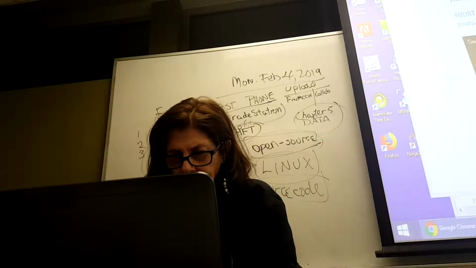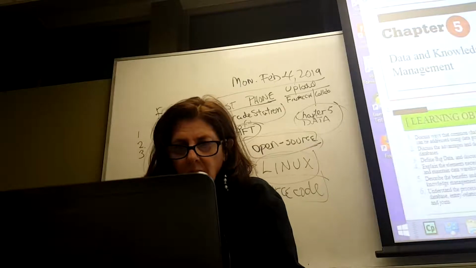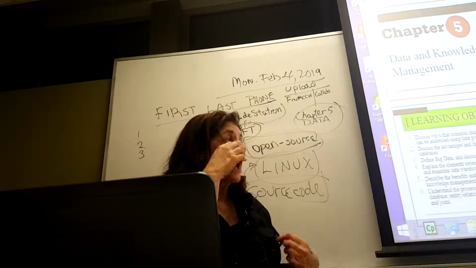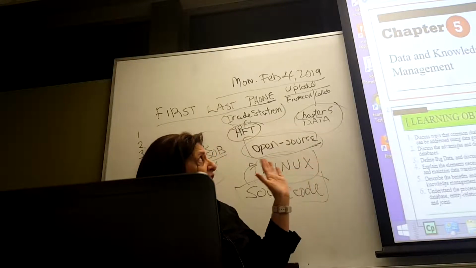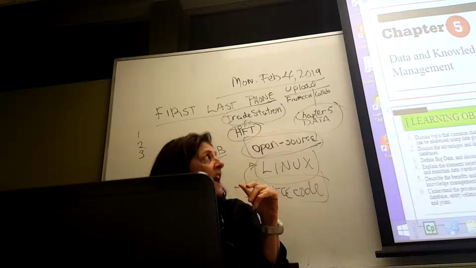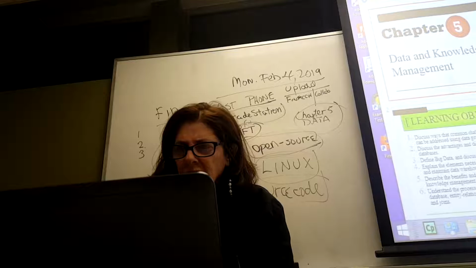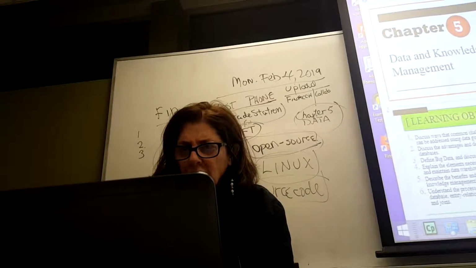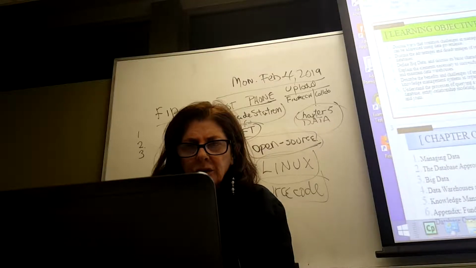For next week, what was some of the homework you had to do? It was to do the quiz. What chapter quiz did you have to do? Chapter 5. And 5 is talking about what? Data knowledge management. We'll go into it more. I just want to show you a bit. Let me go to the slideshow.